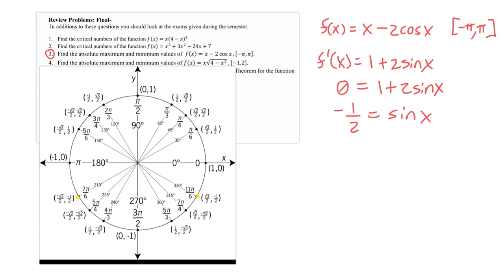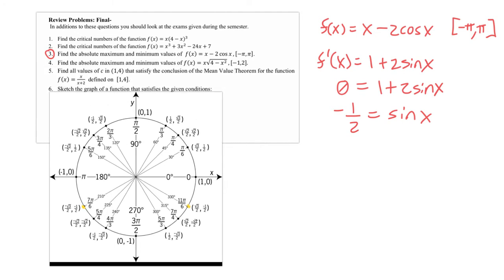So to me, we're looking at these two angles. However, since the interval is negative pi to pi, we're going to say that this one is -5 pi over 6, and we're going to say that this one is negative pi over 6. So I'm showing that x equals -5 pi over 6 and negative pi over 6.